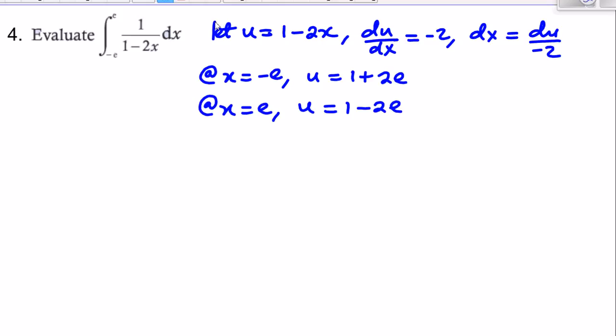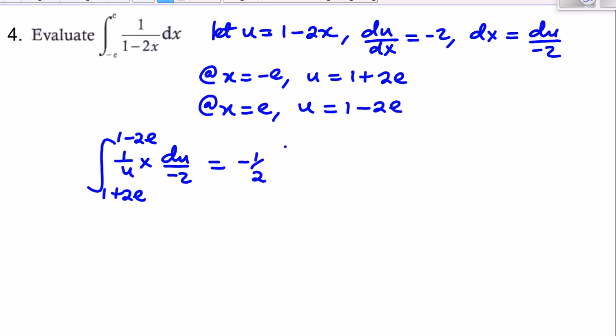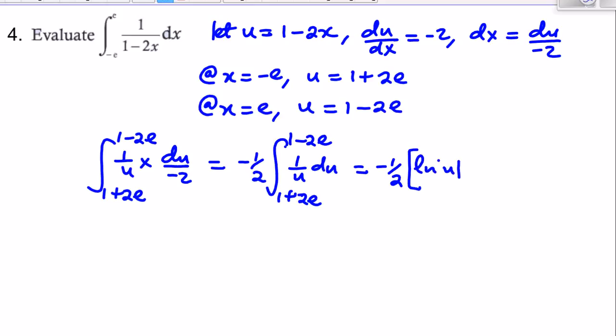So which means that our integral will become: the lower limit is 1 plus 2e, the upper limit is 1 minus 2e. 1 over u multiplied by du over negative 2, which will be negative a half integral from 1 plus 2e to 1 minus 2e of 1 over u du, which will be equal to negative a half ln u, very similar to what we had initially, only that we have different limits, 1 minus 2e and 1 plus 2e.